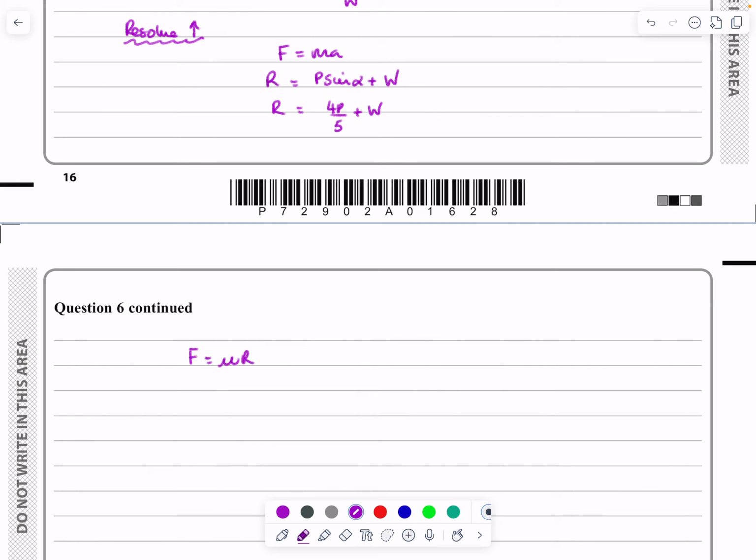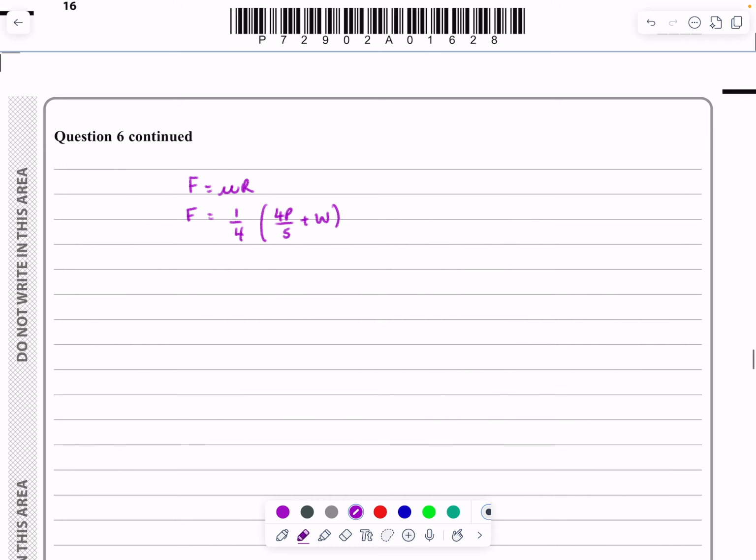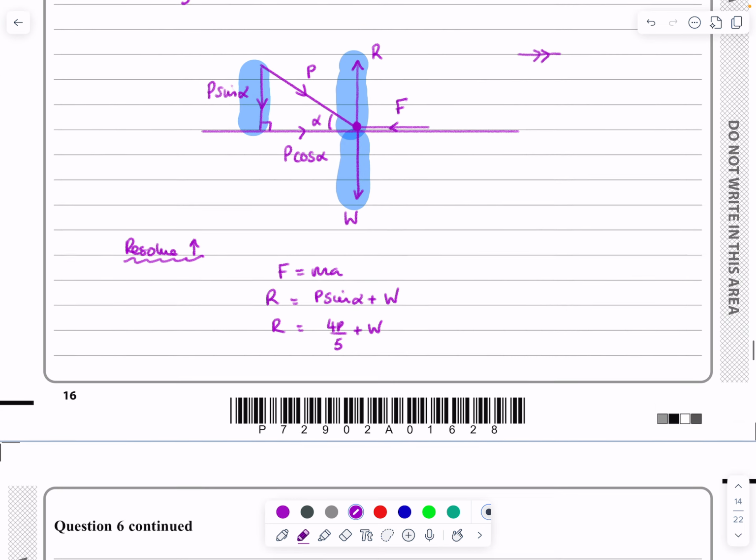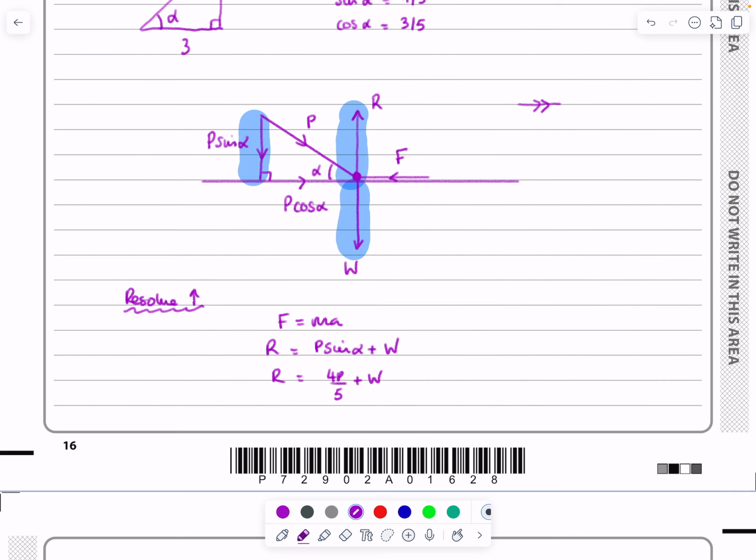Okay, now let's look at F equals mu R. So F is going to be equal to, what do we have mu as being? Mu as a quarter. So F is going to be a quarter of (4P/5 plus W). We'll leave it like that. And then let's resolve horizontally. Go back and have a look horizontally then. What have we got? We want it not to be able to move. So for it not to move, F has got to be greater than or equal to the P cos alpha.